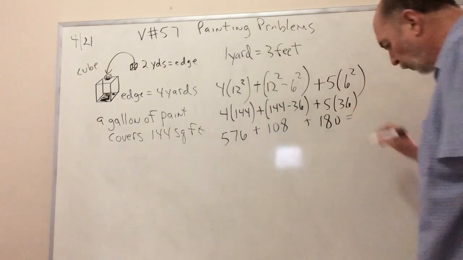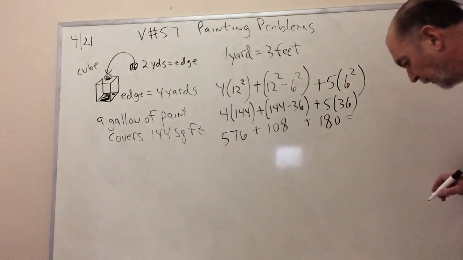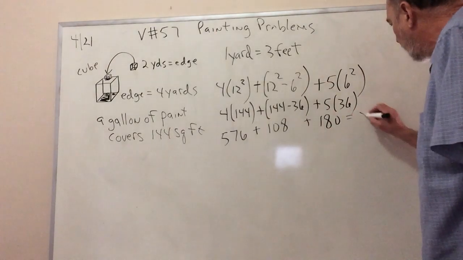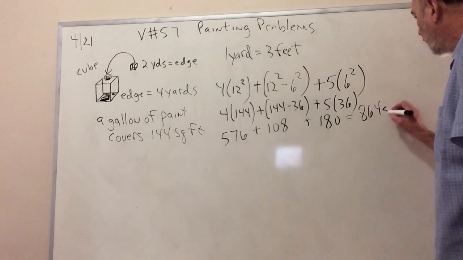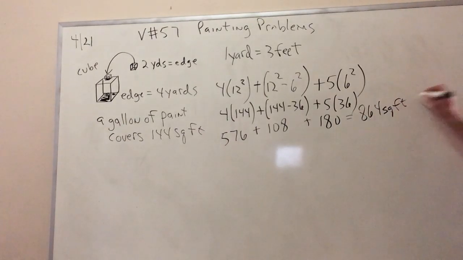Okay? And I'll add all these up. I'll take the trouble of doing it for you. And I come up with 864 square feet. So that's what has to be painted in square feet.